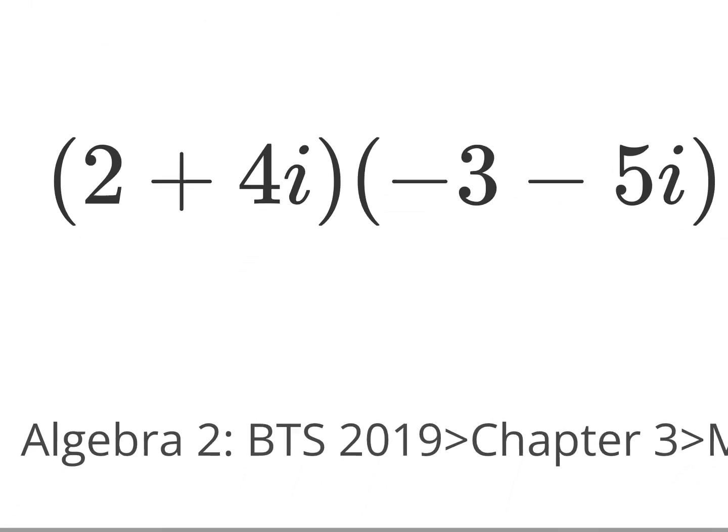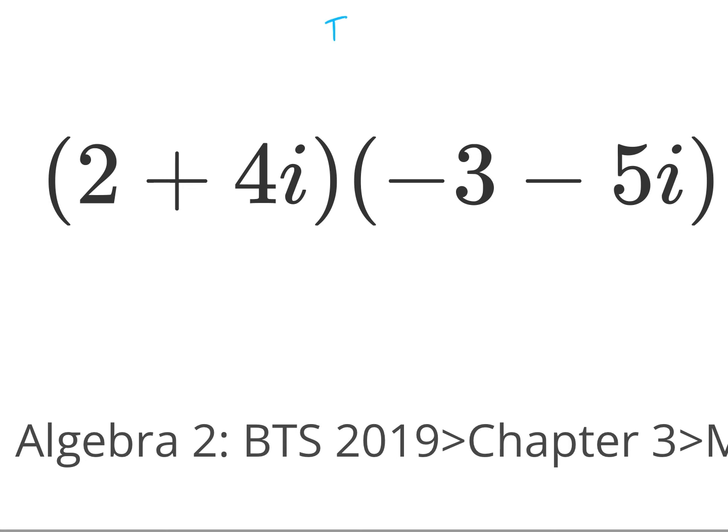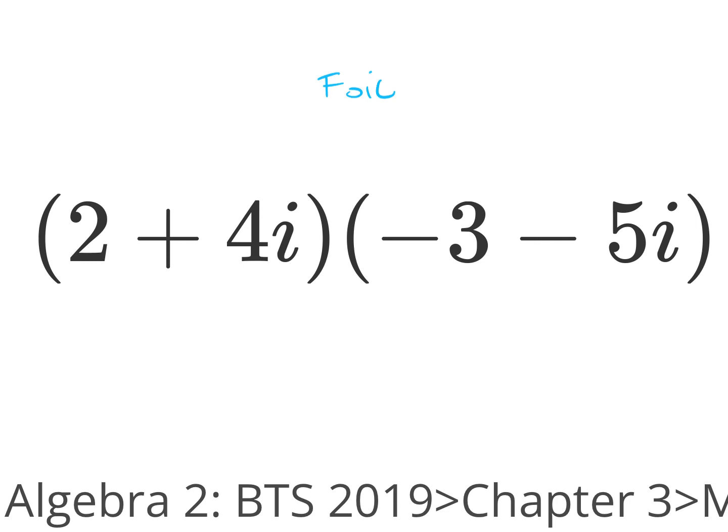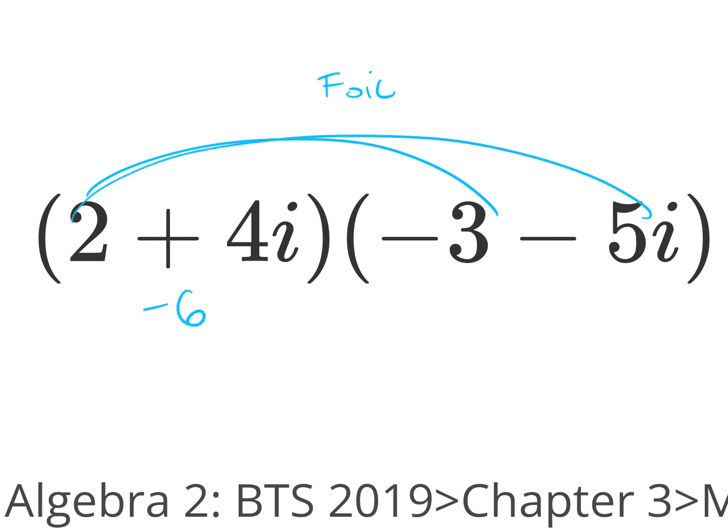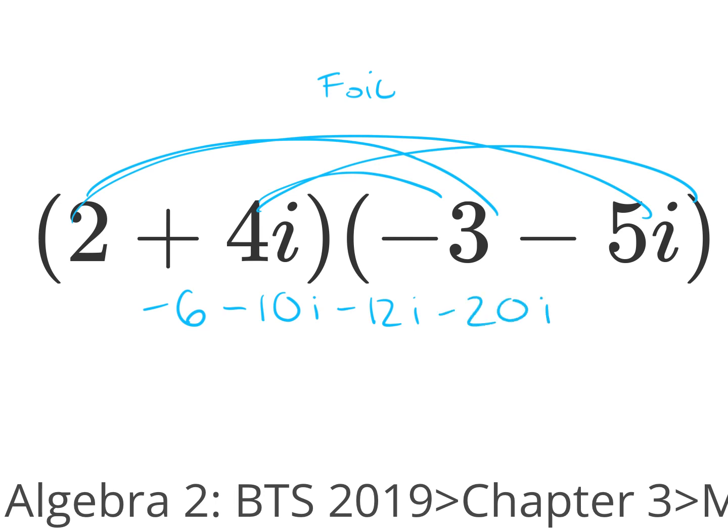All right, for number 10, what should I do here? FOIL. So I am multiplying, so that means I have to FOIL. So start by multiplying the first ones. 2 times negative 3 would be negative 6. The outsides, what's 2 times negative 5i? Negative 10i. The insides, what's 4i times negative 3? Negative 12i. And then the last ones, what's 4i times negative 5i? Negative 20i squared. Awesome. I times I becomes i squared.